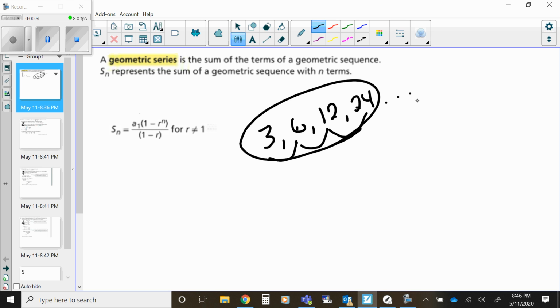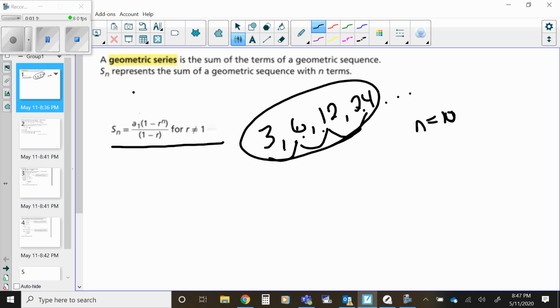So if I said add the first 10 terms up, that would mean you're going to add up the first 10 all together. We can't just add up the geometric sequence or series because there's never an end, so it wouldn't work. So there has to be a finite number. All right, so it's the sum of all of them, and this is the formula for it.